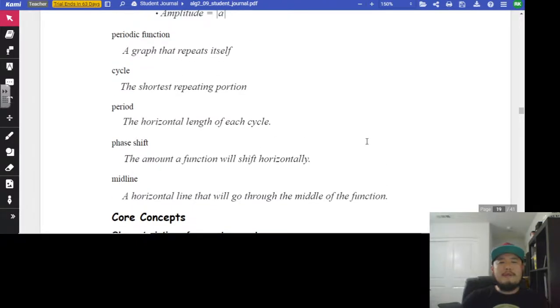Come 9.4b, we'll talk about phase shift, which is the amount the function will shift horizontally, both going left and to the right. Okay, think of it like your horizontal shift. Then we have the midline, which is a horizontal line that will go through the middle of the function. In the example that I first showed you, the midline happened to be the x-axis. Depending on the midline, that will result in our vertical shift going up or down.